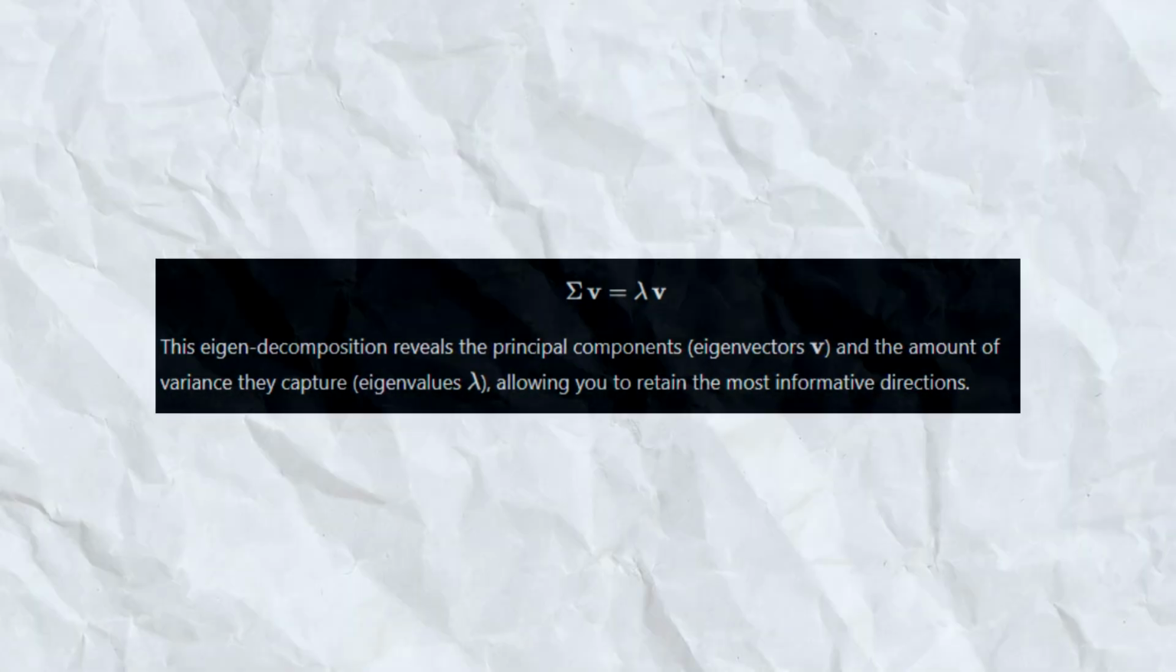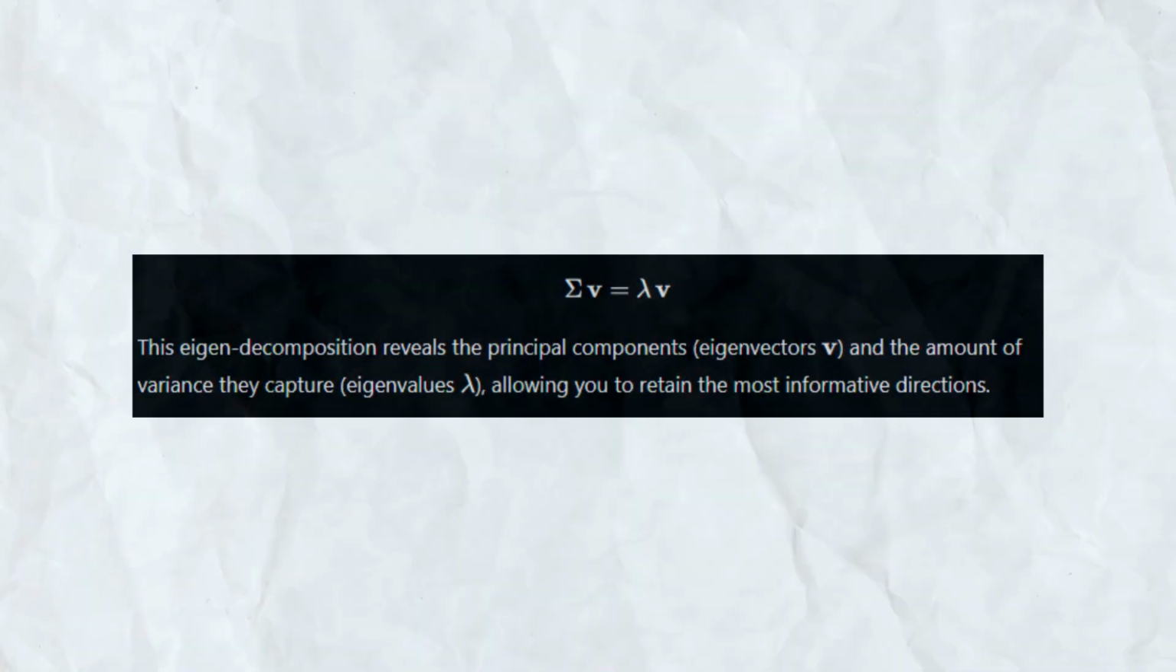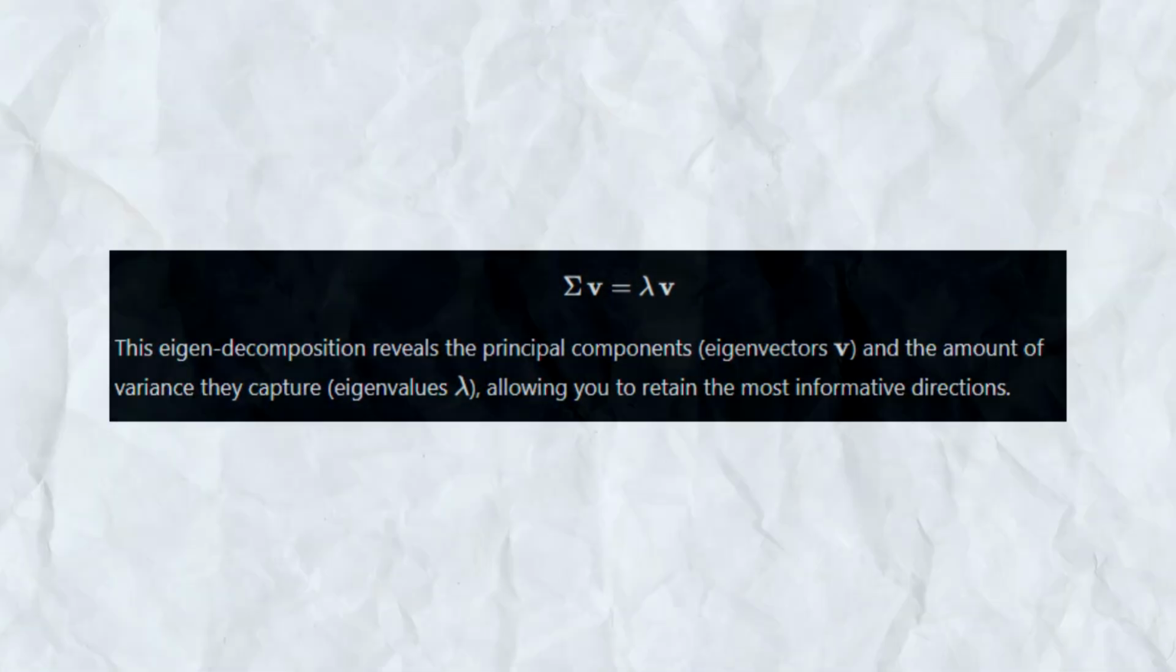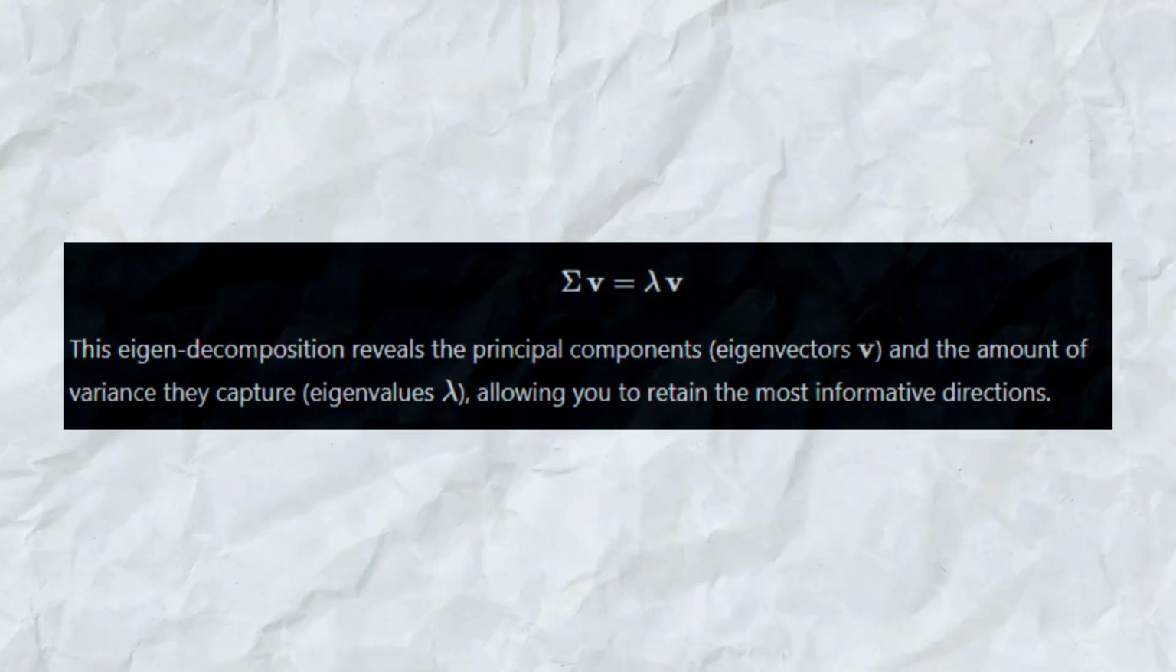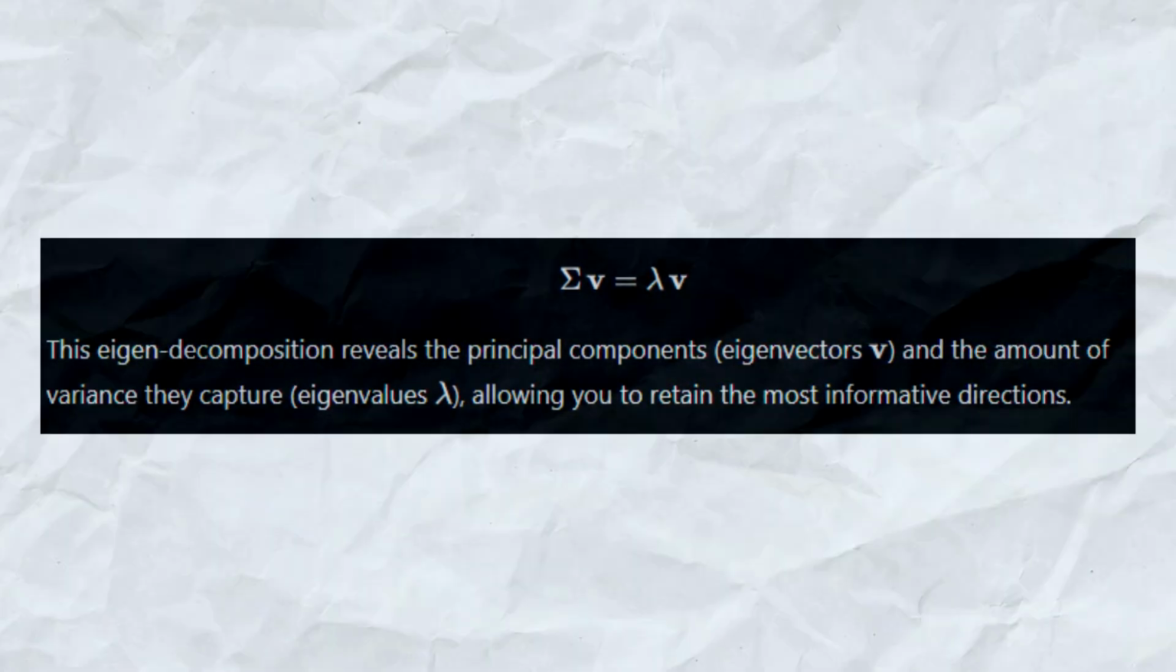This eigen-decomposition reveals the principal components, eigenvectors v, and the amount of variance they capture, eigenvalues lambda, allowing you to retain the most informative directions.